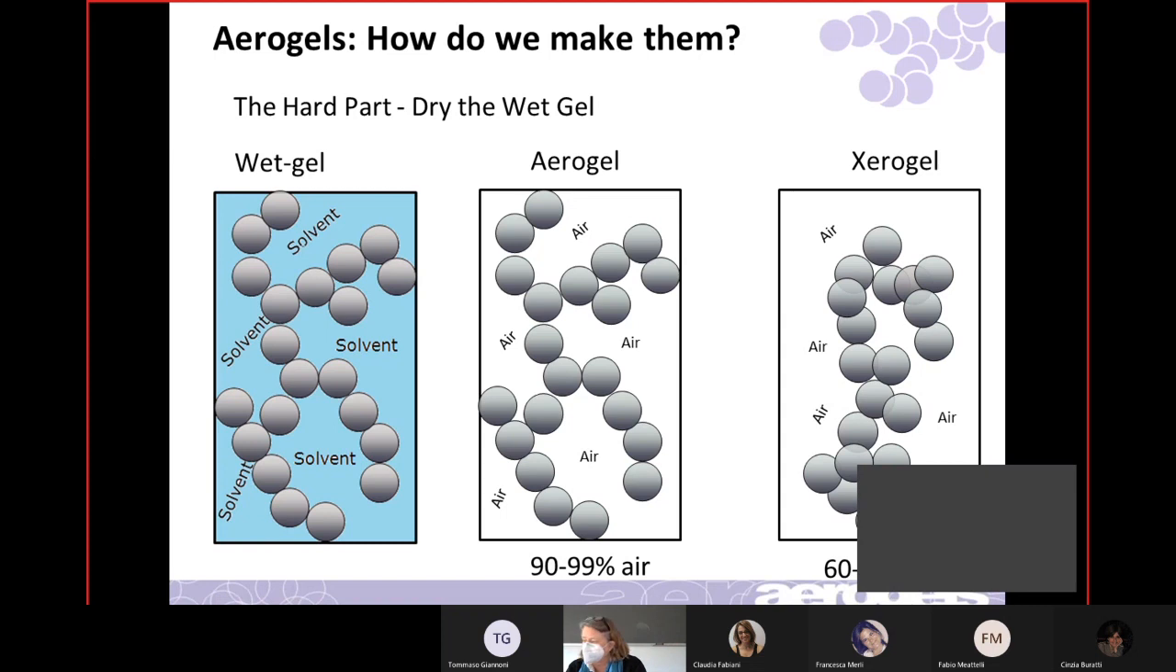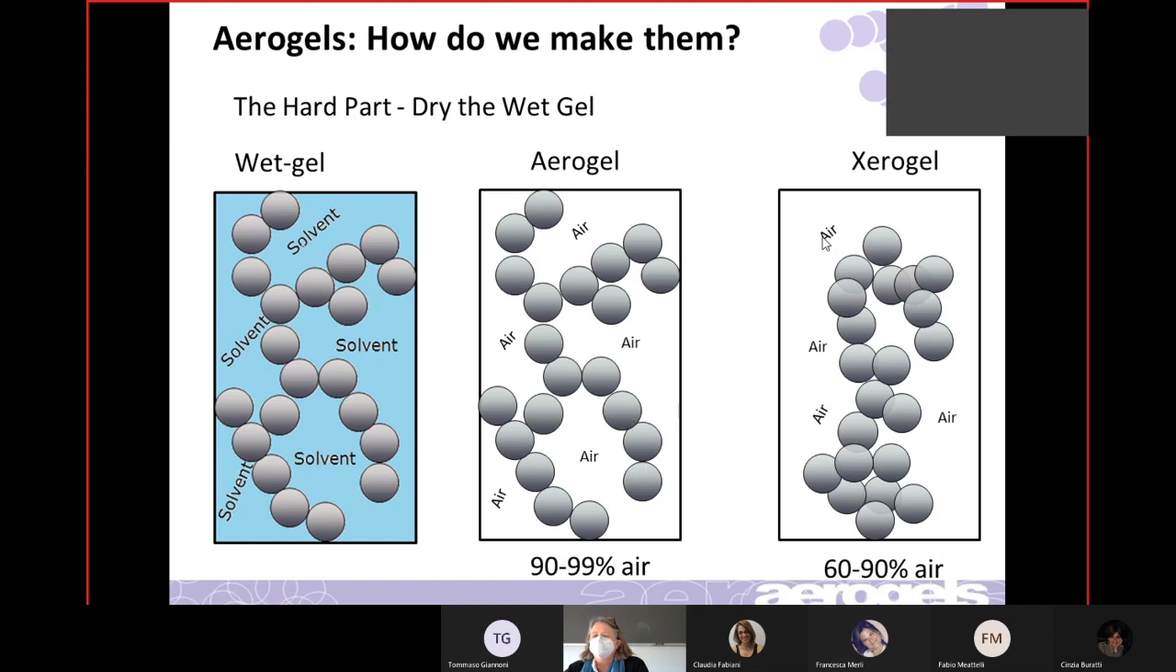But if you can remove the solvent without causing what's called pore collapse, you can get an aerogel. So see, the aerogel structure is the same. We've completely replaced the solvent with air, and I have the same structure. It hasn't collapsed. And that's the challenge, and I'm going to tell you a little bit about why that is a challenge. And then I'm going to tell you how that challenge is addressed.